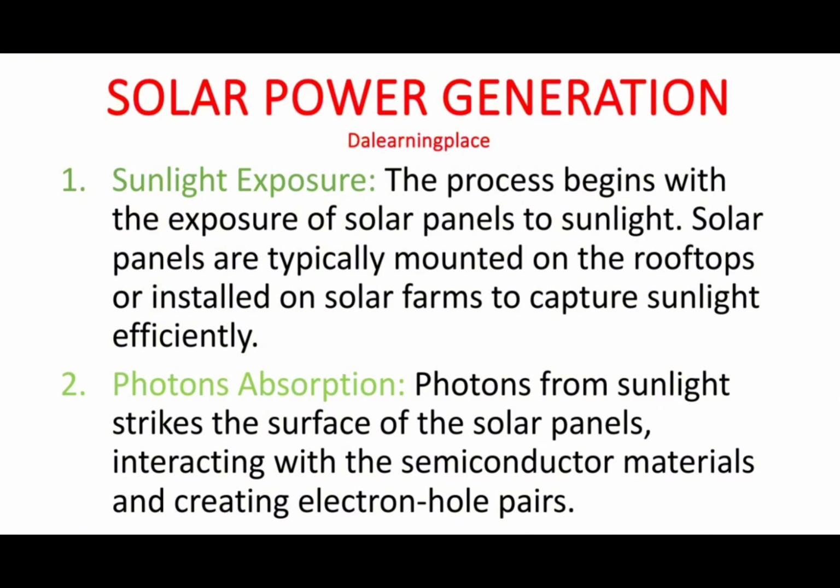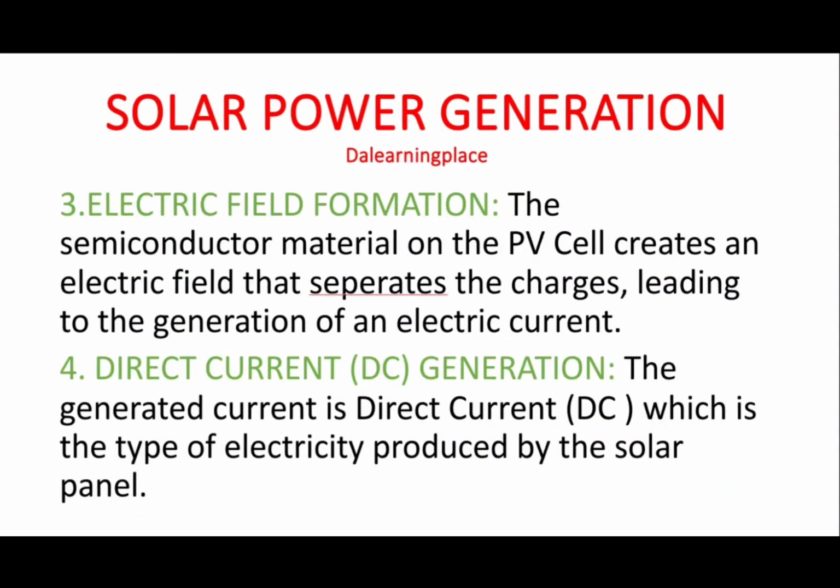Number 1, the process begins with the exposure of the solar panels to the sunlight. Solar panels are typically mounted on the rooftop or installed on a solar farm to capture sunlight efficiently. Number 2, photon absorption. Photons from the sunlight strike the surface of the solar panels, interacting with the semiconductor materials and creating electron-hole pairs. Number 3, electric field formation. The semiconductor materials on the PV cells create an electric field that separates the charges, leading to the generation of electric current.